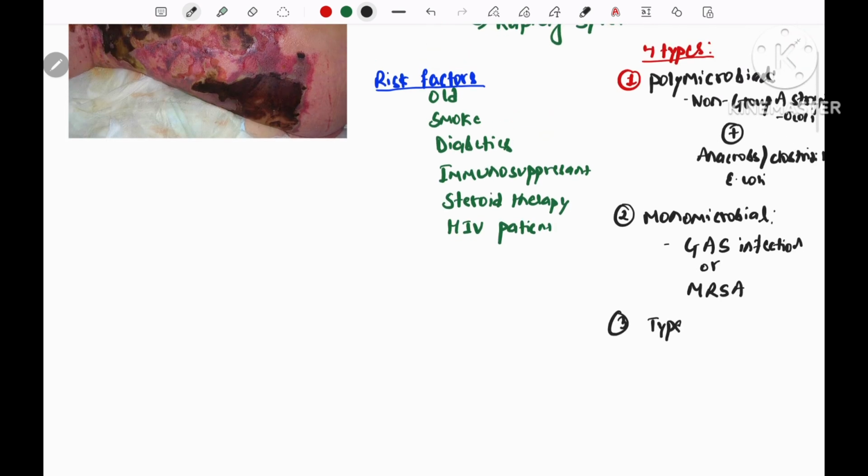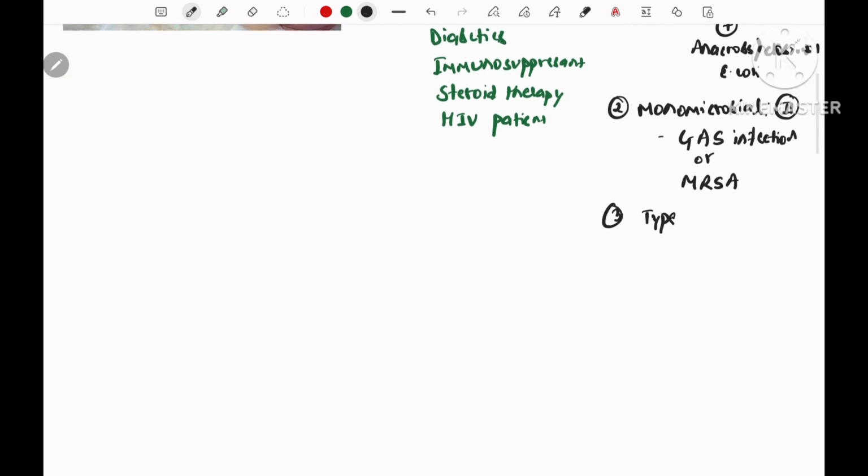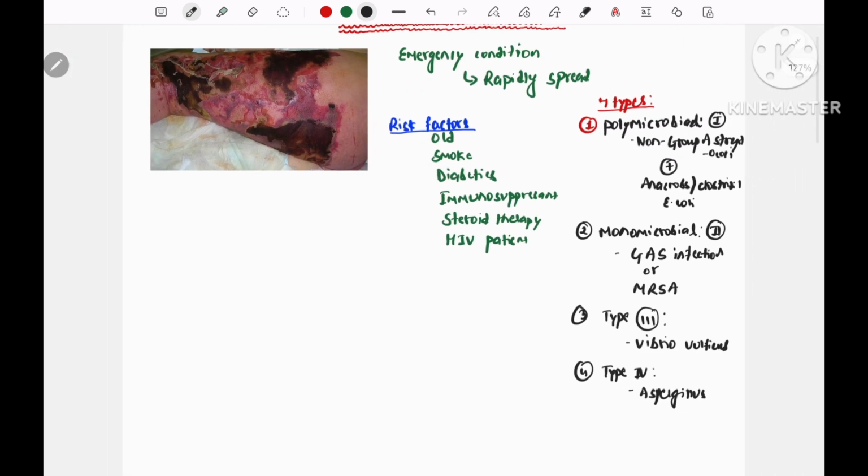The first one is type 1, the second one is type 2, and the third one is type 3. In type 3, there is an organism called Vibrio vulnificus, not Vibrio cholerae. This is the organism which causes type 3. And the fourth one is type 4, which is caused by a fungus, Aspergillus. So these are the organisms which cause necrotizing fasciitis.